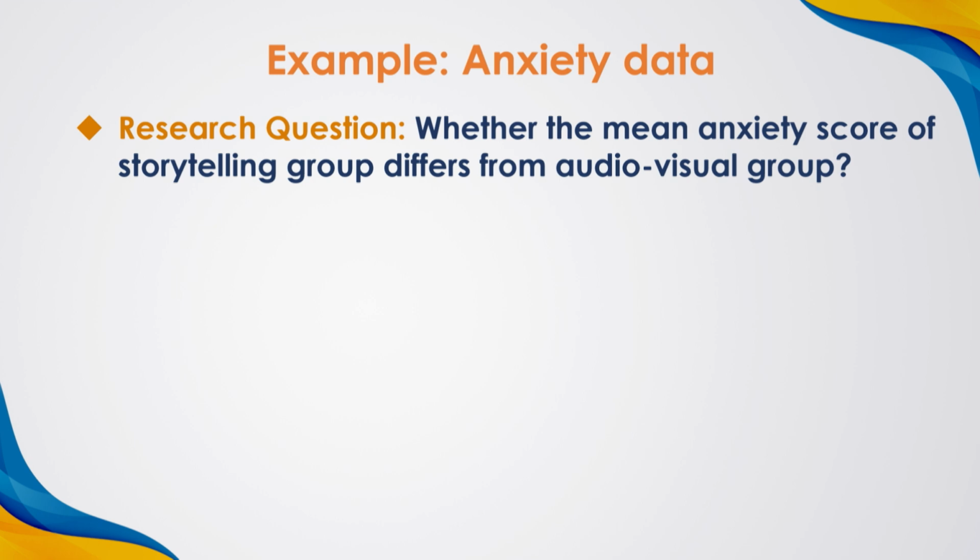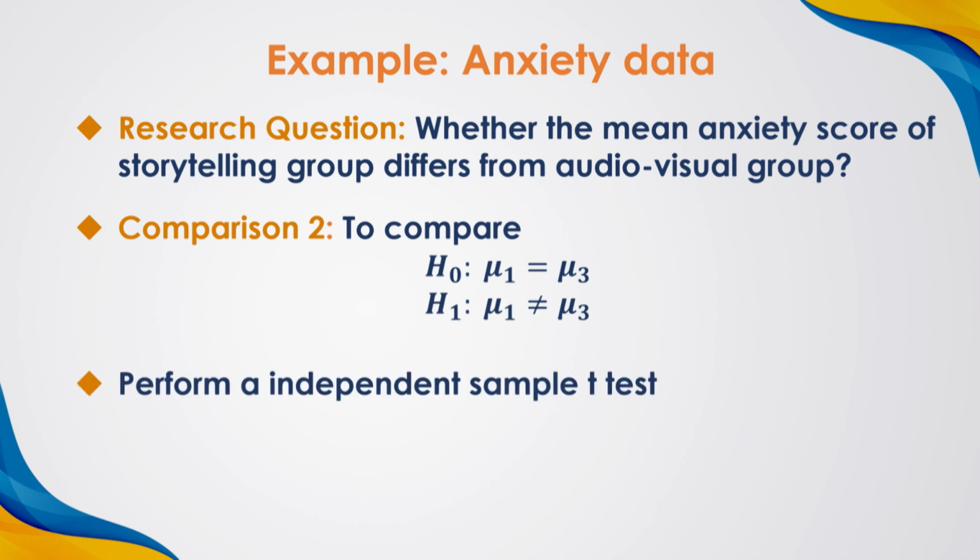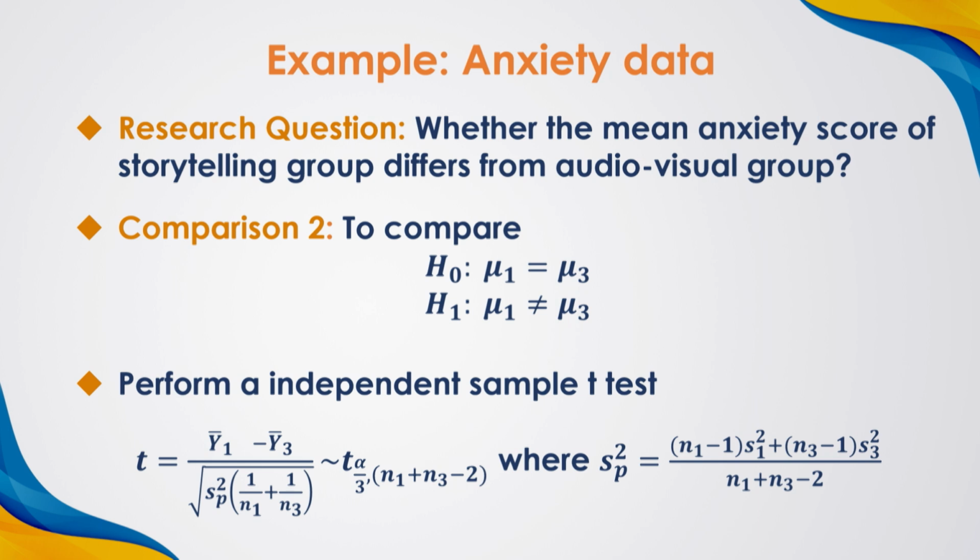Similarly, you can go ahead with the second research question, comparing the first group with the third group. To compare this, we have the null hypothesis mu1 is equal to mu3 against the alternative hypothesis mu1 not equal to mu3. Again, for comparing these two hypotheses, we perform an independent sample t-test. The t statistic is given by y1 bar minus y3 bar divided by the standard error of the difference, that is the pooled variance into 1 by n1 plus 1 by n3, and sp square stands for the pooled variance of the first group and third group.